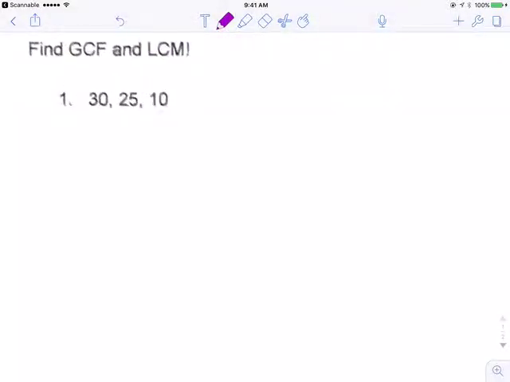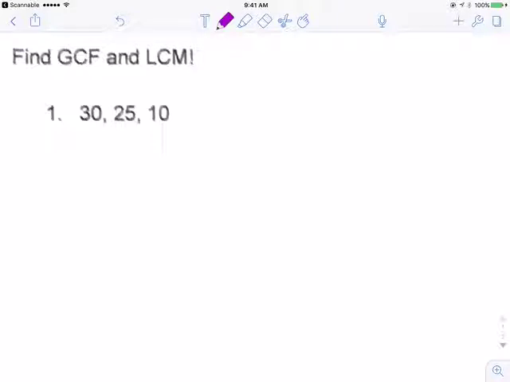Okay. 3 numbers. GCF means greatest common factor. LCM, least common multiple, right? But we got 3 numbers now. So let's try something new. I'm going to show you the easiest way to find the GCF and the LCM. I'm going to write it a little bit bigger here. Even easier than yesterday. And this works when you have many terms, like this one.